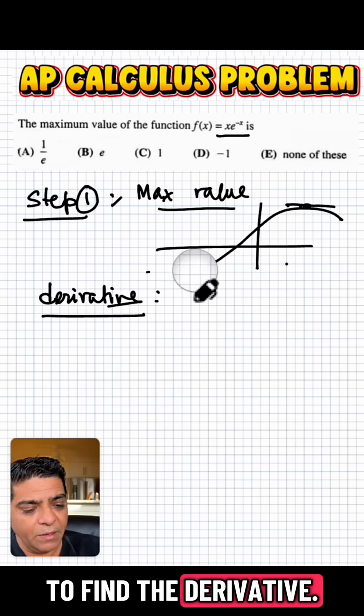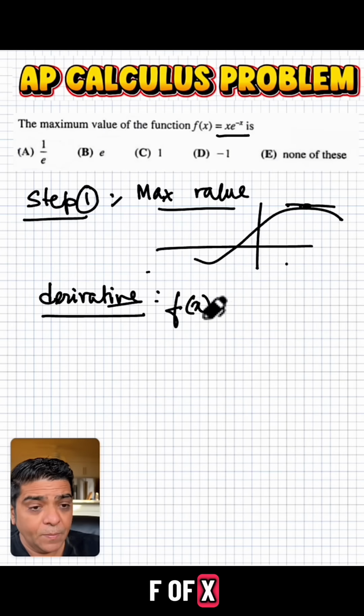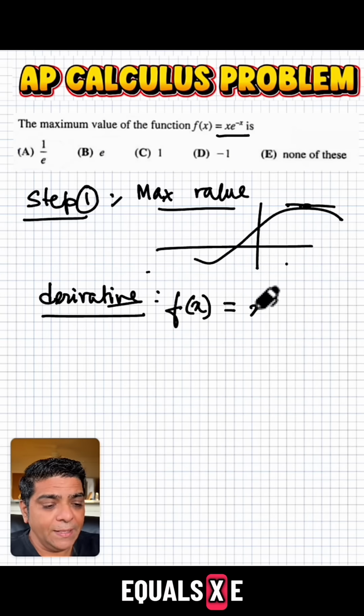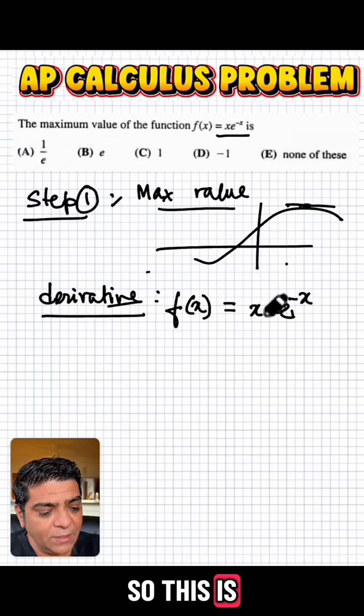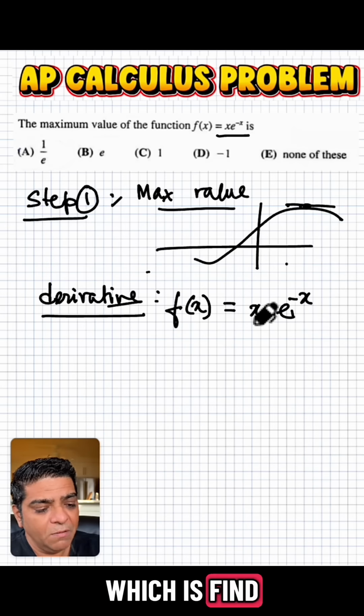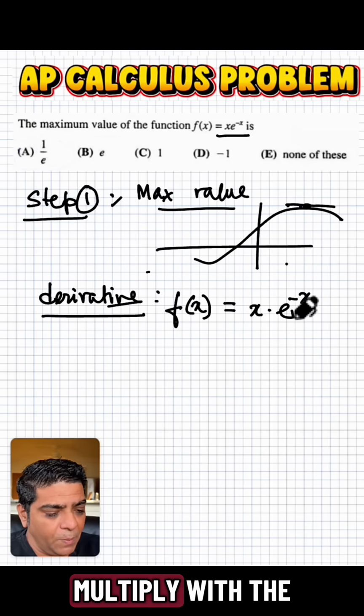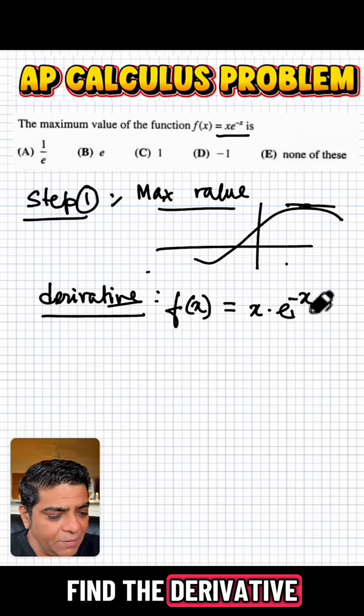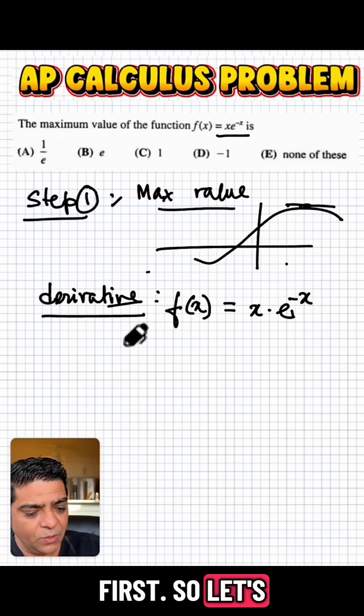So let's go ahead and try to find the derivative. We have f of x equals x e to the power of negative x. So this is a product, so we're going to use the product rule, which is find the derivative of the first term, multiply with the second, plus find the derivative of the second term, multiply with the first. So let's go ahead and do that.